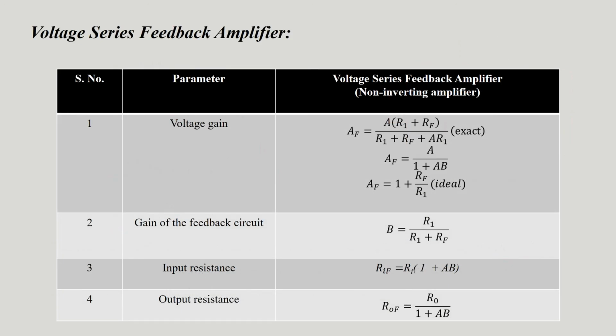Now up till now we have talked of 4 parameters of this feedback amplifier: voltage gain, gain of the feedback circuit, input resistance and the output resistance. And in the next session we'll be talking of other parameters like bandwidth with feedback, total output offset voltage with feedback, and the special case of the voltage series feedback amplifier.